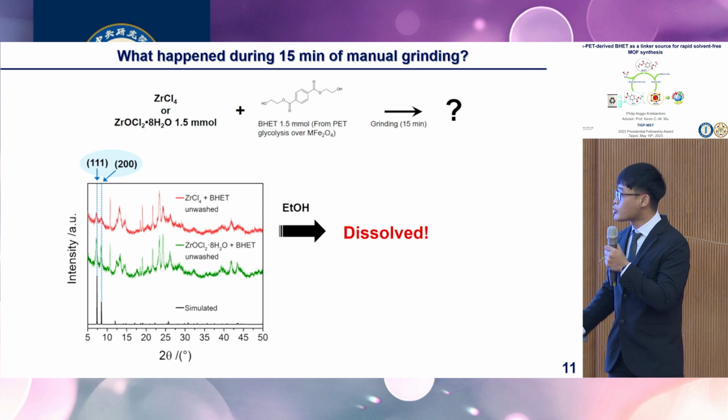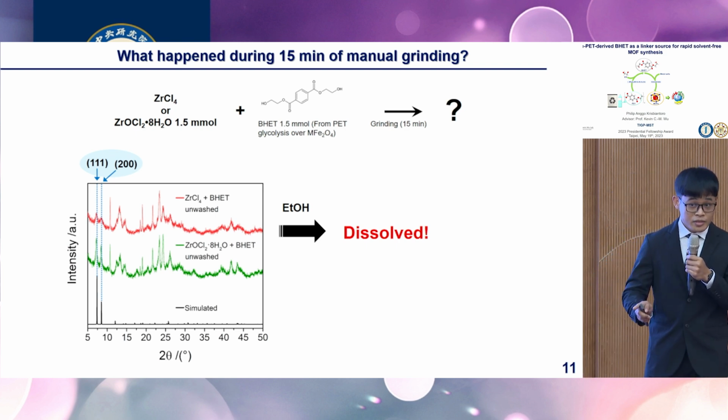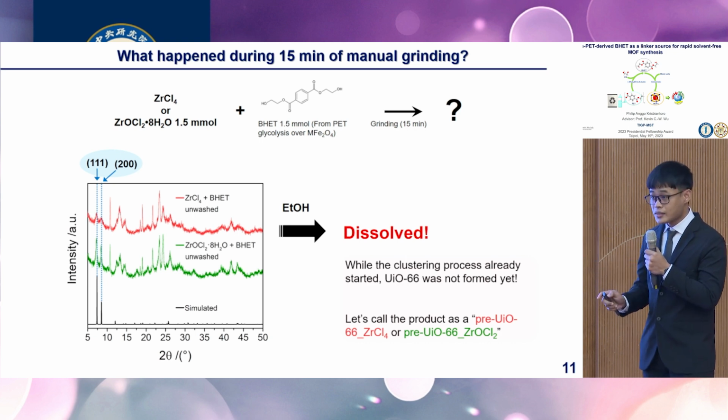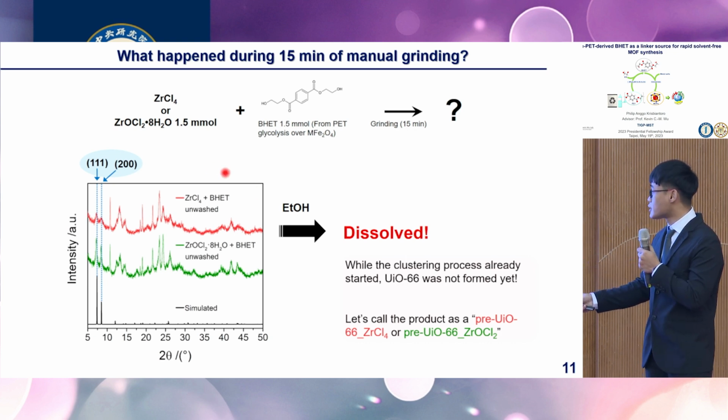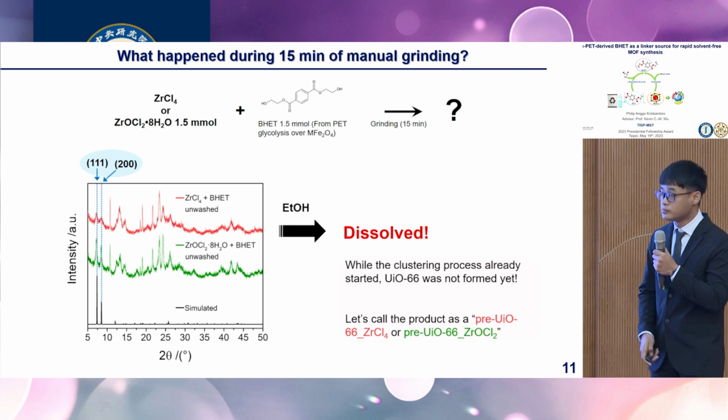However, when I tried to wash the product using ethanol, both of them were dissolved. What does it mean? This means that while the clustering process had already started, the stable crystal of UiO66 was not formed yet at this stage. And let's call the product pre-UiO66 zirconium.